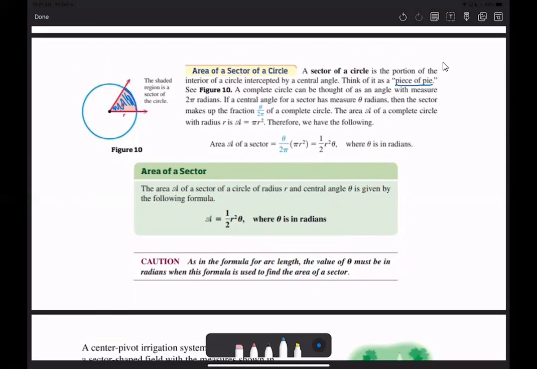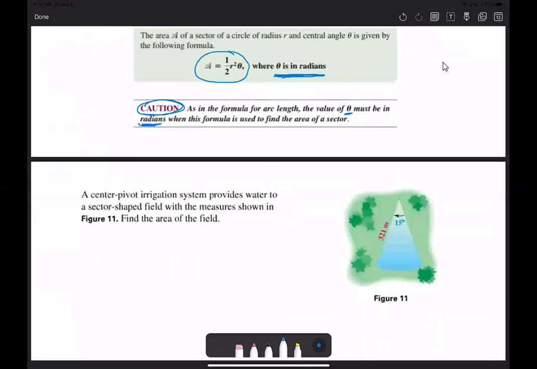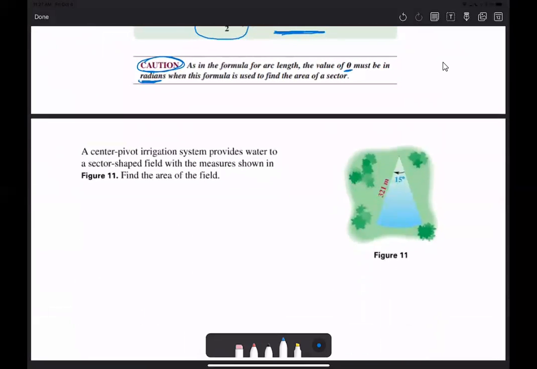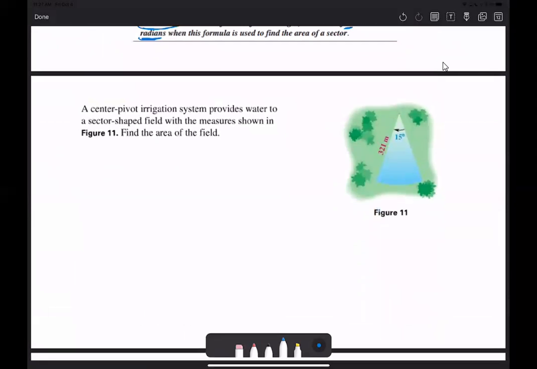Just know that the formula we're going to use is that the area of a sector will be 1/2 r squared theta, where theta is in radians. That's the key. So if theta is in degrees, we have to change to radians. Notice the caution here, it says the value of theta must be in radians, because remember, radians is a real number when we're talking about distance around.